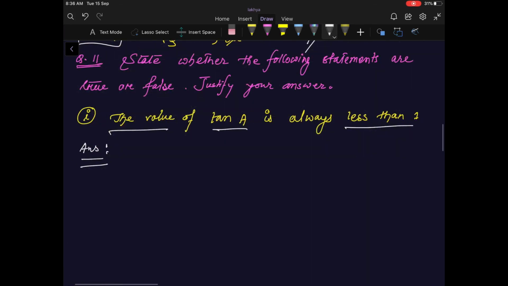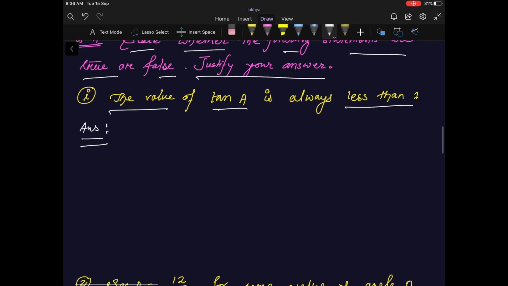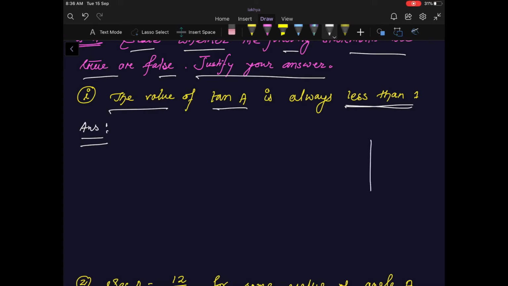Now let me show you how to solve question number 11. State whether the following statements are true or false. Justify your answer. The first statement is: the value of tan A is always less than 1. Suppose ABC is a right angle triangle, right angle at B.